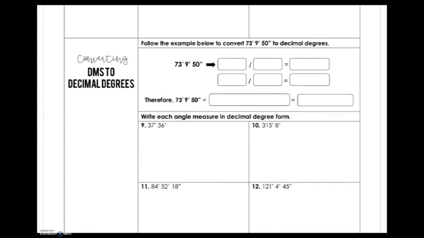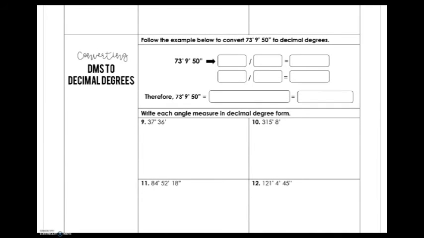When we flip over to the back, we're going to go the opposite direction. I'm going to convert degree, minute, seconds to decimal degrees, okay? So 73 degrees, 9 minutes, 50 seconds. Here's what we need to know. First of all, I have 9 minutes, and I have to divide that by 60 because it's a portion of 60. 9 out of 60 is 0.15. I'm changing this to a decimal, okay?